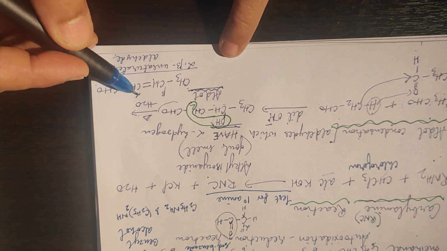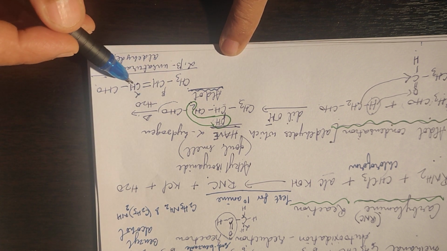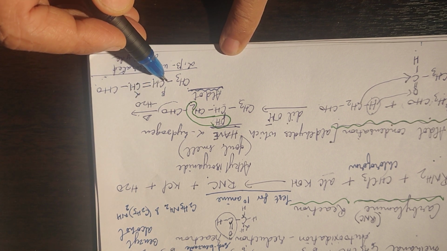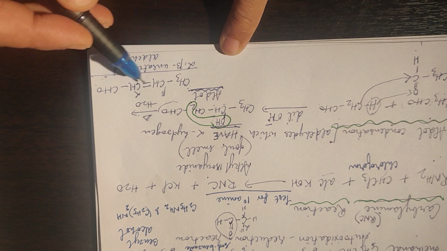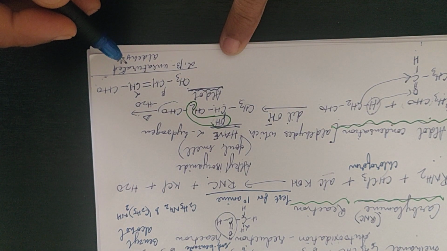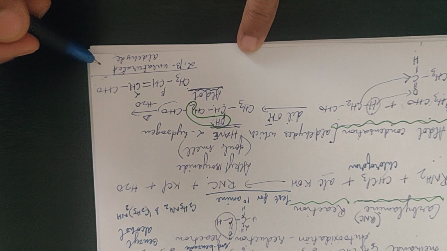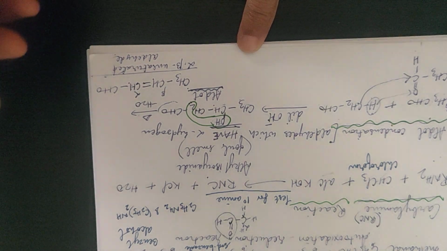Now this carbon is called alpha carbon because it is holding the functional group, and the adjacent carbon to alpha is beta. So between alpha and beta you have a double bond, and hence it is called an unsaturated aldehyde.